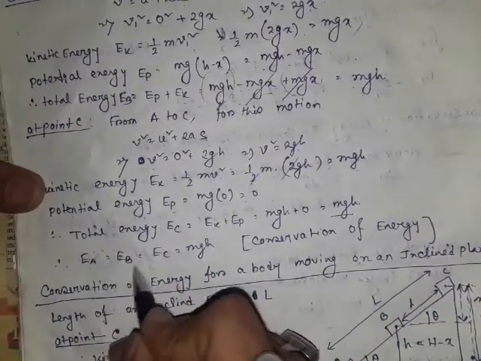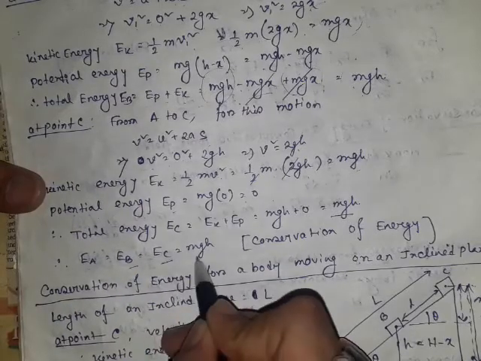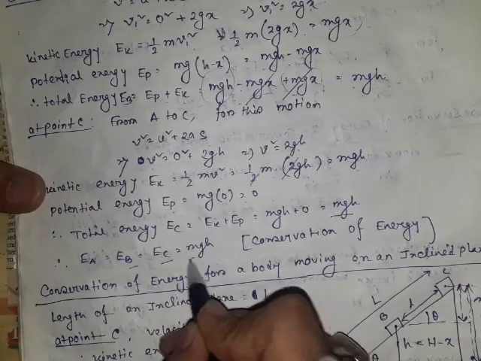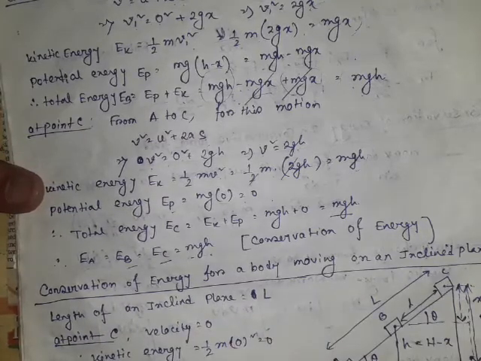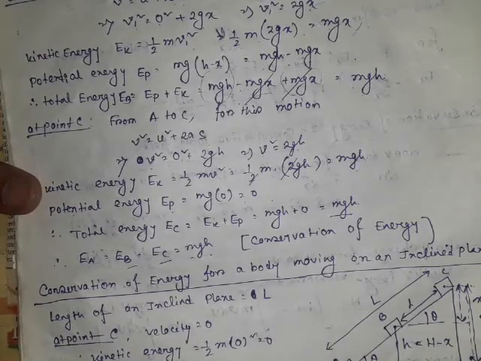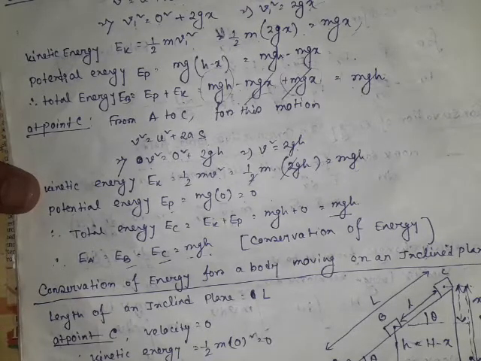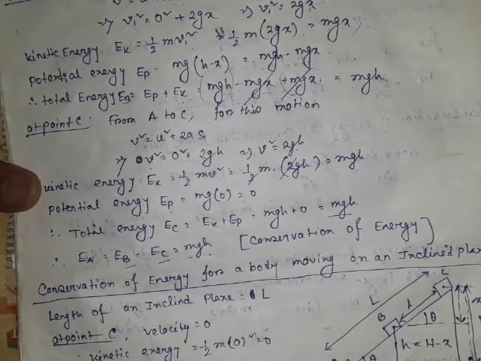So the total energy at A, the total energy at B, and the total energy at C all have the same value mgh, which shows that conservation of energy holds. So we proved that for an object falling freely under gravity, conservation of energy holds.